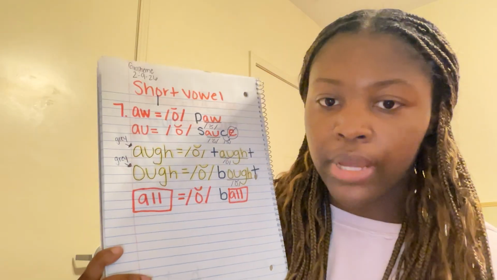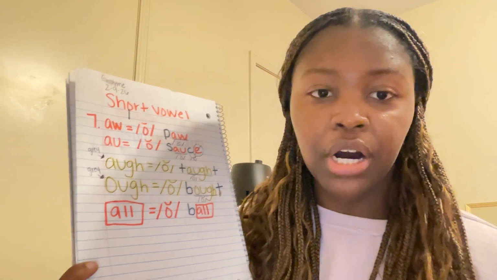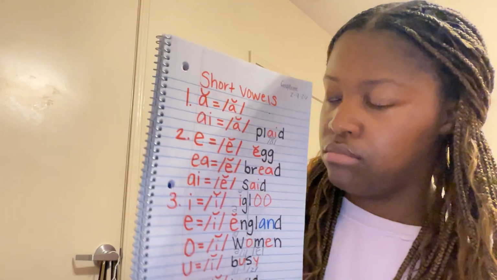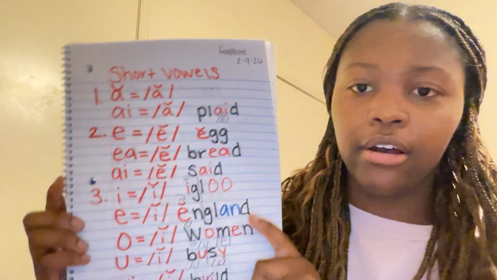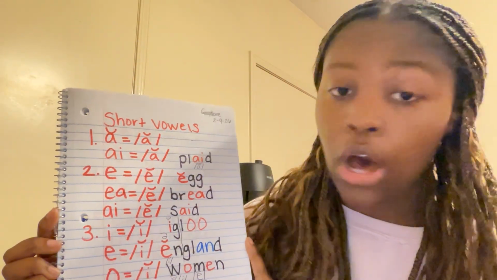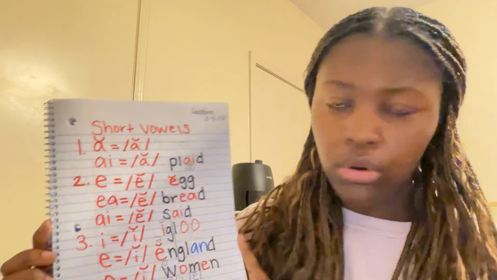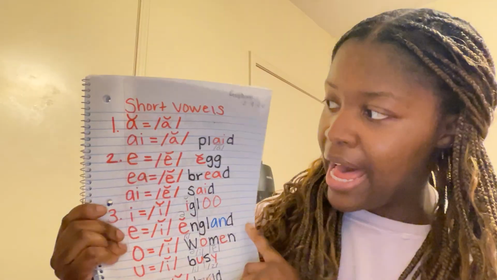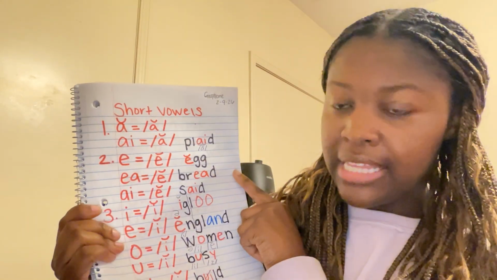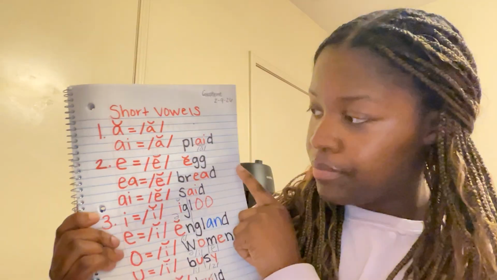And next we have AL that says ah, like in ball. Oops, hit myself in the eye. Okay. Next, I have A that says ah, like in apple. Next, I have AI that says ah, like in add.